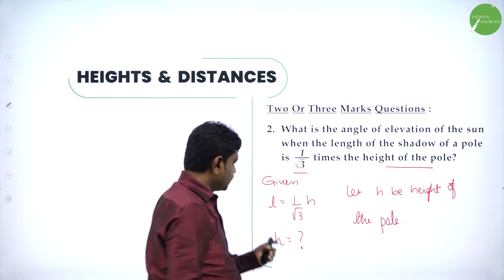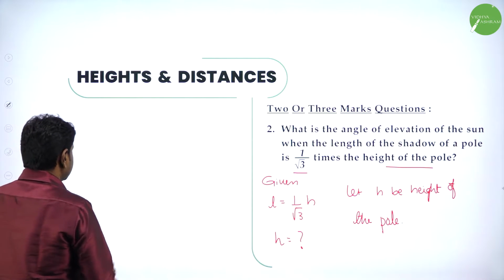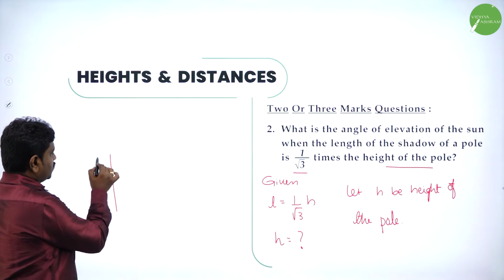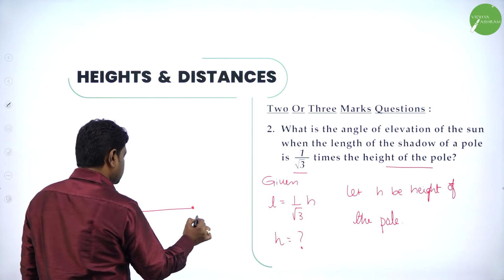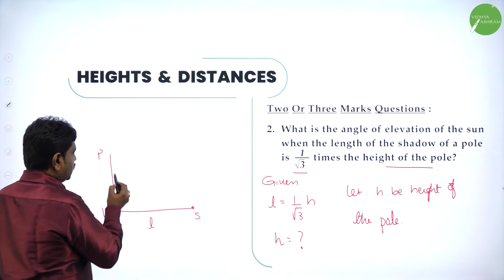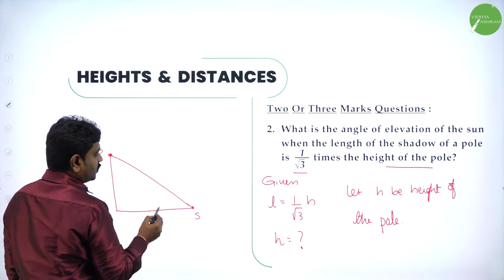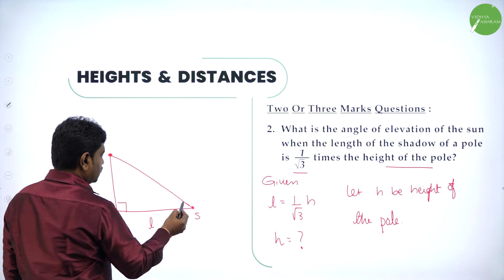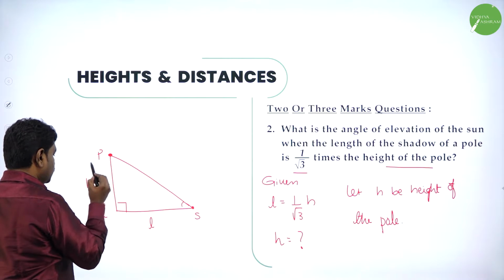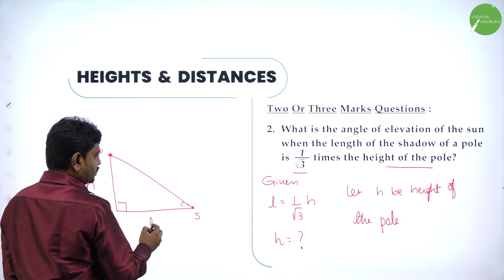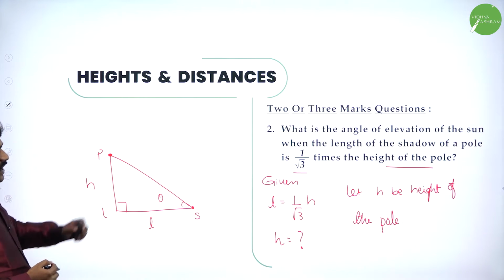So then they give length of the shadow is 1 by root 3 times height. Now for this relevant diagram, we'll take a pole. Let PL be the pole, and LS be the length of the shadow. This is 90 degrees and this is the angle. Let L be the length of the shadow and H be the height of the pole. L is the length of the shadow and the L value is also given as 1 by root 3 times H, and they want you to find the angle of elevation. Theta be the angle of elevation.